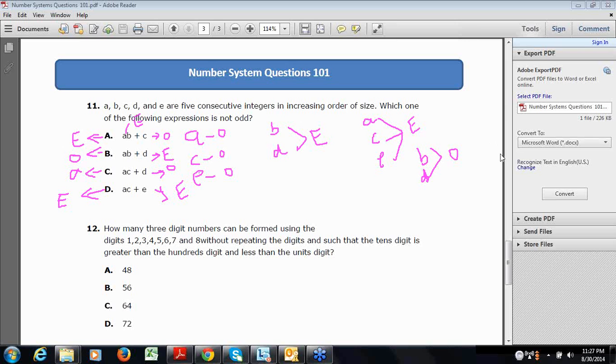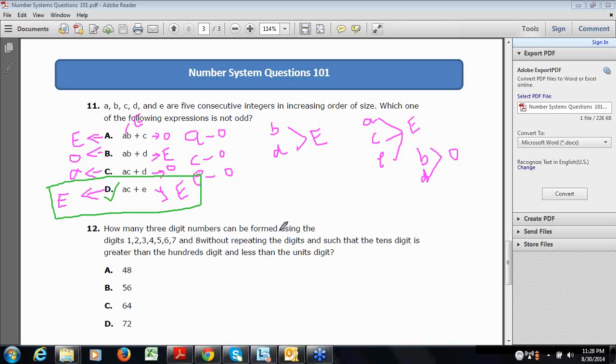So what did we see? That this expression will always be even, whether A is odd or A is even. So we'll go ahead and mark option number D. So it is always even, it is not odd. Hope everybody is clear with this.